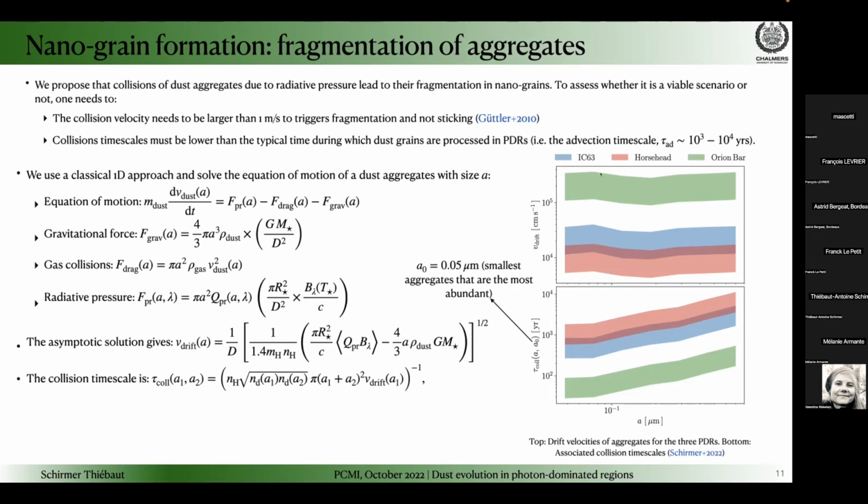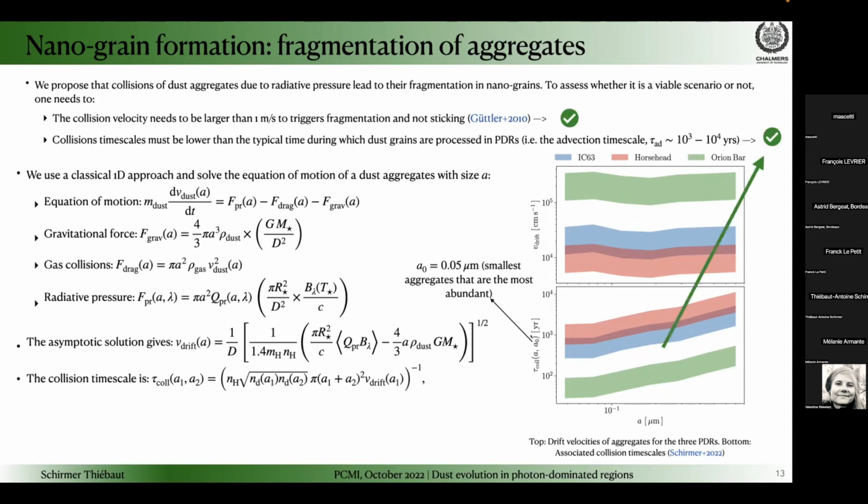So here is represented the drift velocity for the three different PDRs as a function of the dust size. And here you have the collision timescale between a dust aggregate which has size a with another aggregate which has size a0, which corresponds to the most abundant aggregates. So the first thing is that the drift velocity is always larger than 1 meter per second, so the collisions lead to fragmentation. The second thing is that the collision timescales are always lower than the typical advection timescale.